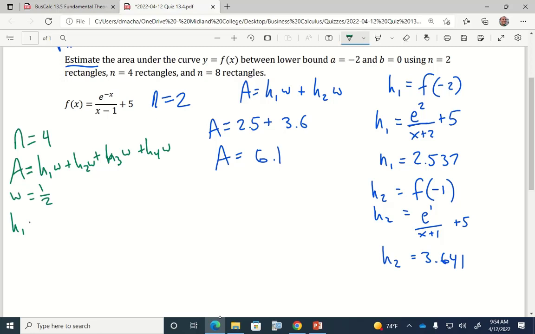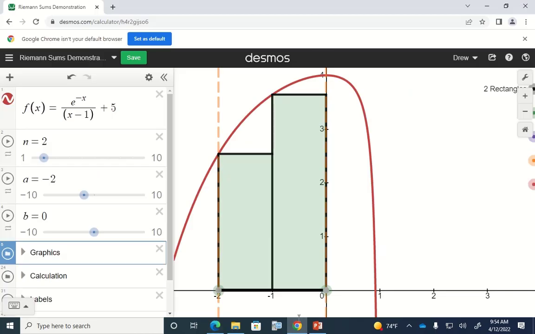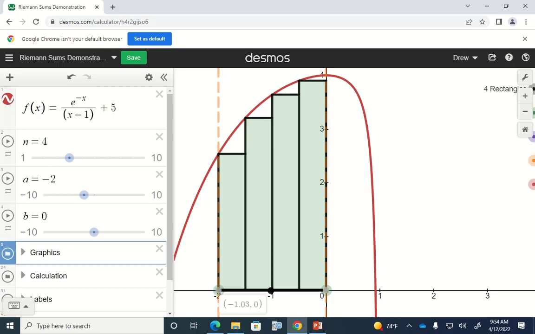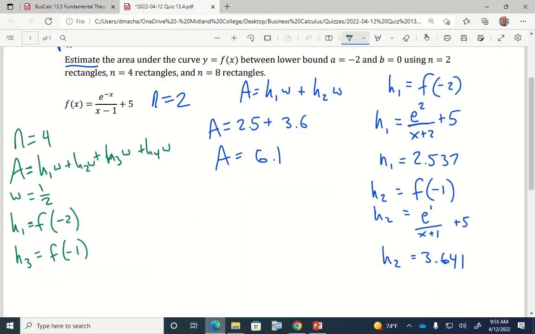The height obviously varies. So the height of the first one is again my function evaluated at -2. It's the left side of the first rectangle. Now the height of my third one is going to be your function evaluated at -1, because this is where your third rectangle has its left side. So the left side of the third rectangle would be at the point x equals -1. For the second rectangle, the left side is going to fall on x equals -1.5.